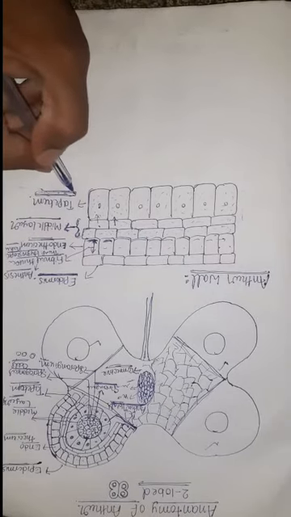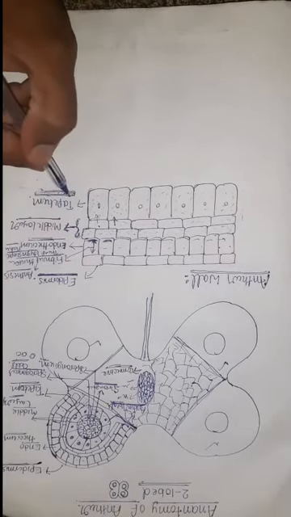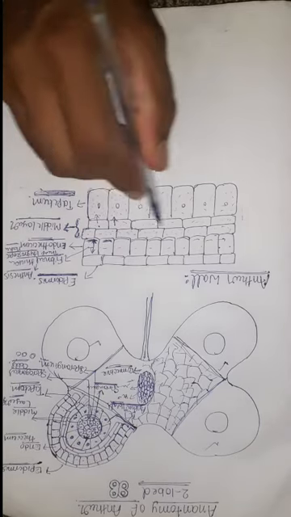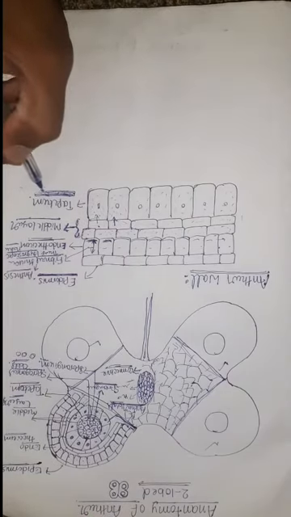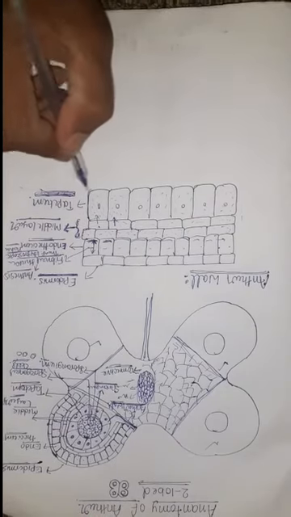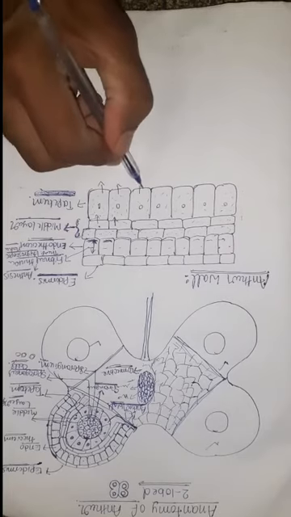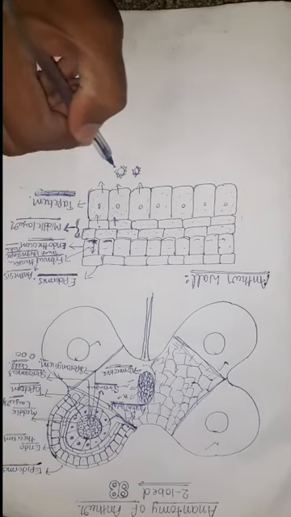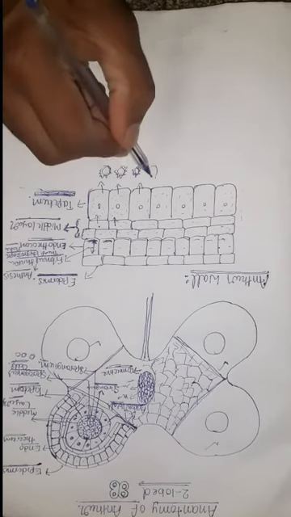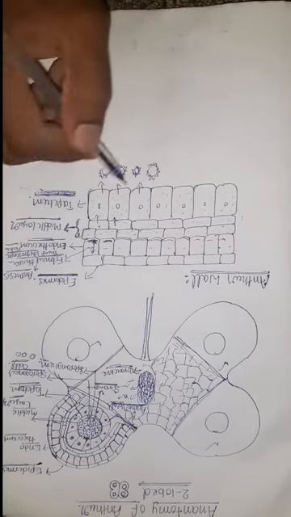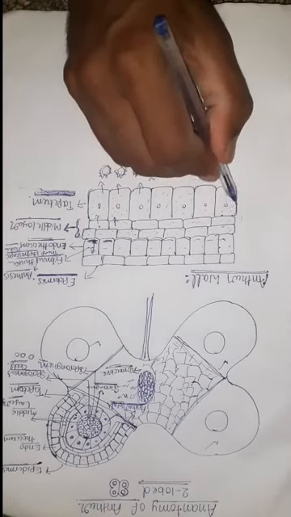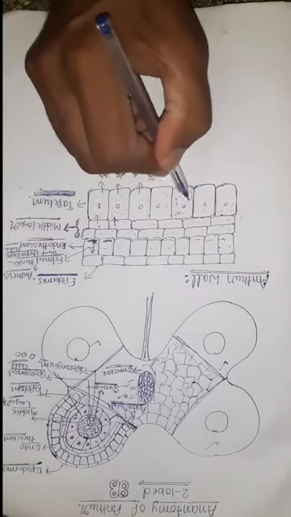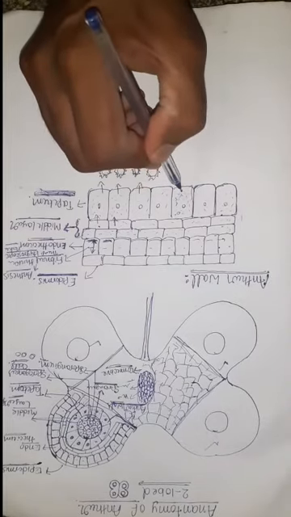Next, innermost layer. Next layer is tapetum. Tapetum is the innermost layer in the anther wall. It is a very important layer also, because it provides nutrition to the developing pollen grains. That's why it is a very important layer, which has very big cells. The size of tapetum cells is very big, having dense cytoplasm, rich in nutrients.